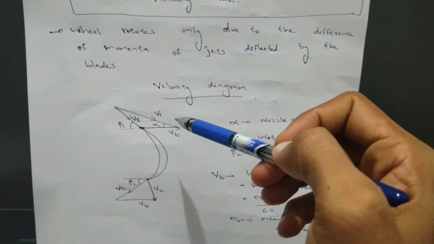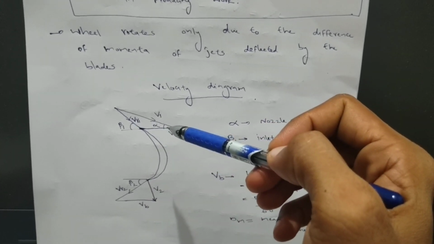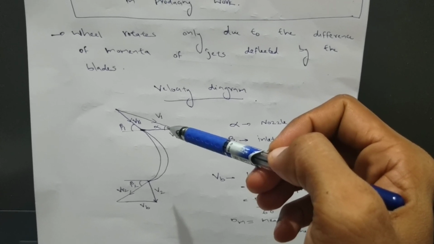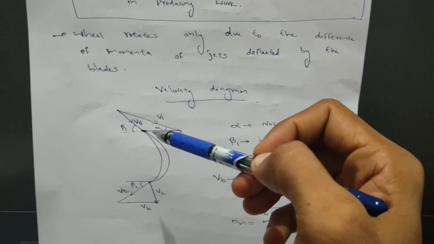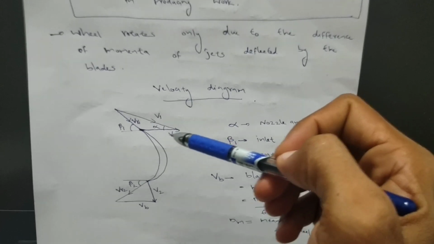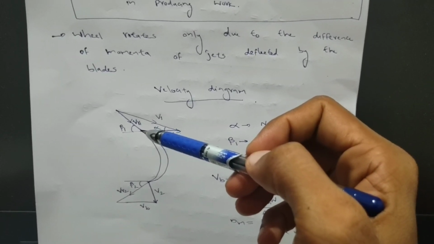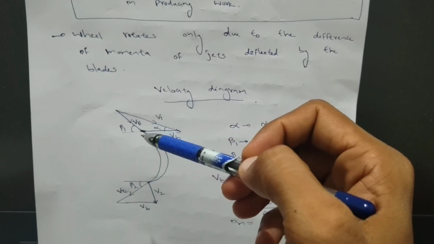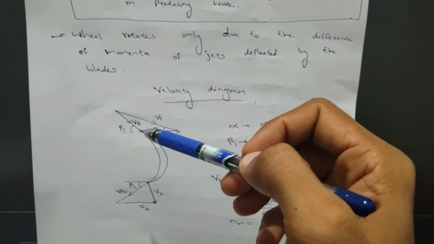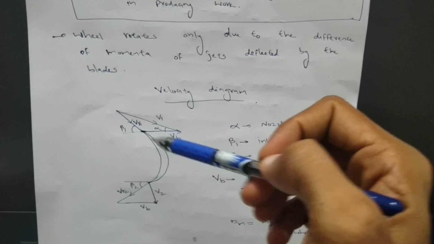So v1 is the absolute velocity of steam coming in at an angle alpha, which is nothing but the nozzle angle. But the blade has a velocity vb. So the steam enters with the relative velocity of vr1 at an angle β1, which is nothing but the blade angle.